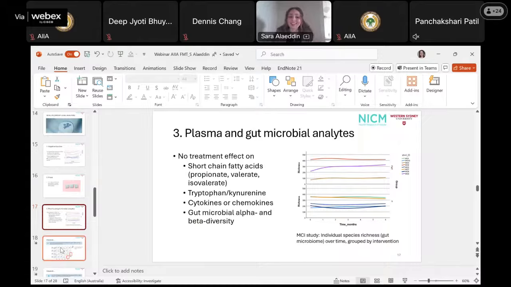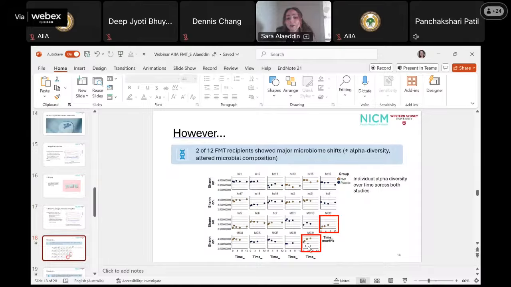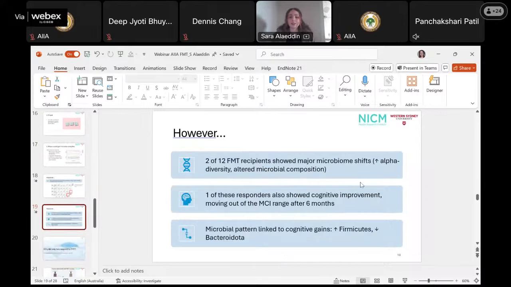However, I decided to have a closer look at the individual level. What I did see was that 2 out of a total of 12 FMT recipients showed a major microbiome shift, so an increase in alpha diversity, and I've highlighted these 2 here. They also showed a significant shift in the microbiome composition, which is something we didn't observe in any other participant. So that made them quite interesting to me, and I decided to have a closer look at these 2.